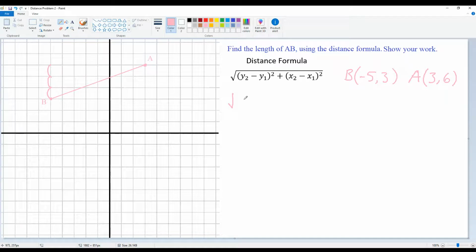So the difference of my y's, I'm going to count B as my second coordinate and A as my first coordinate. It doesn't matter which one's which, you'll get the same answer. It just means that your signs will be flipped inside of the parentheses. But when you square them, that sign goes away. All you actually care about is the absolute value of that difference.